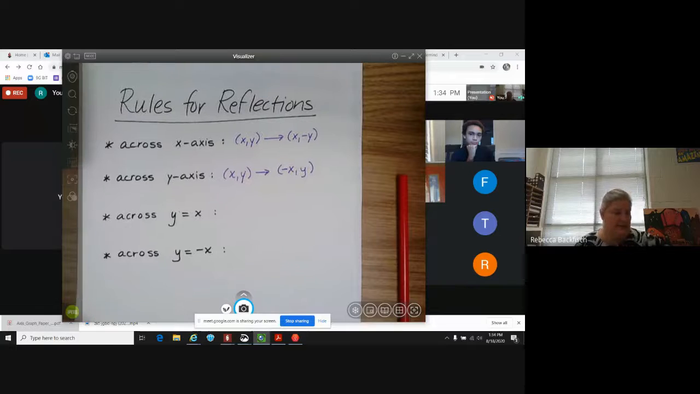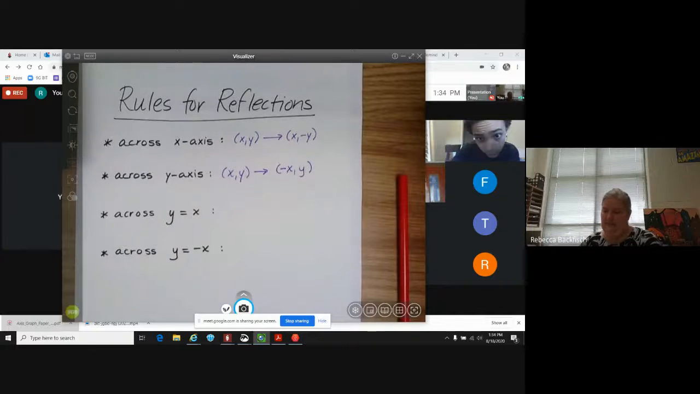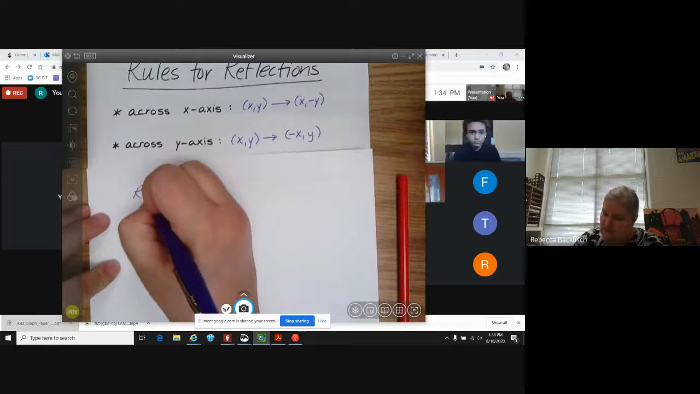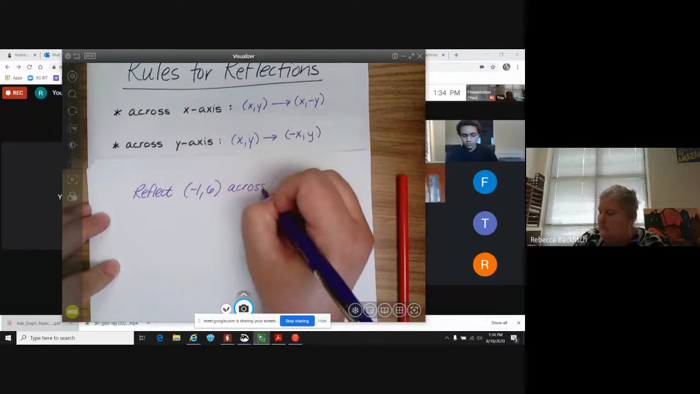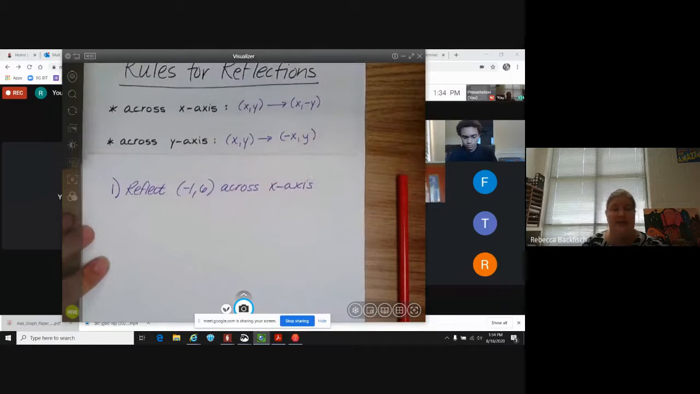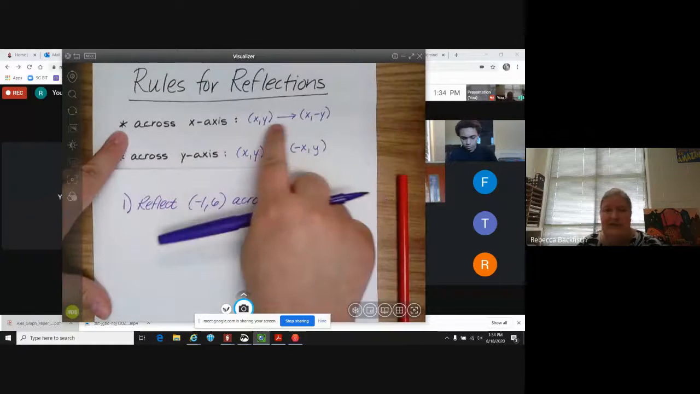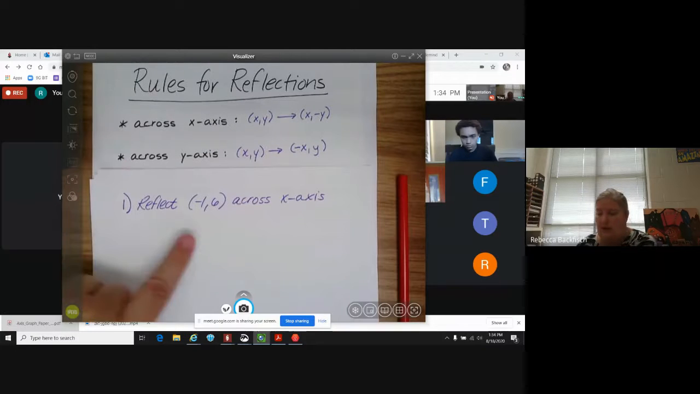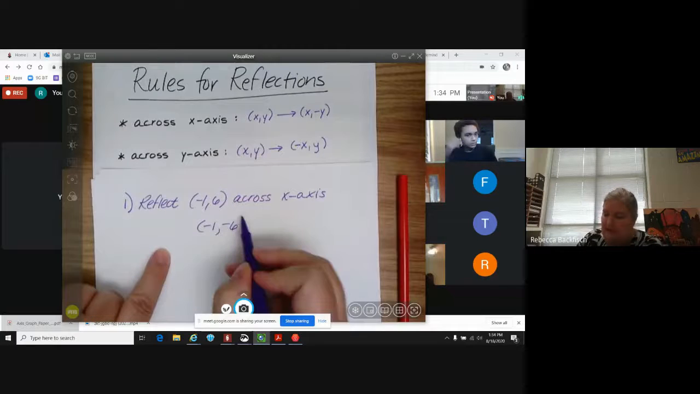Okay, so let's practice a couple of those. Let's say I want to reflect the point -1, 6 across the x-axis. Okay, so I go up here, and this tells me all I have to change is the sign of the y, right? So I'm going to take that, and my new answer is going to be -1, -6.